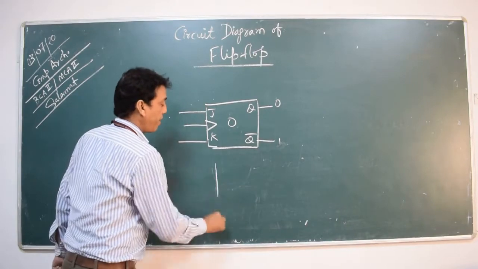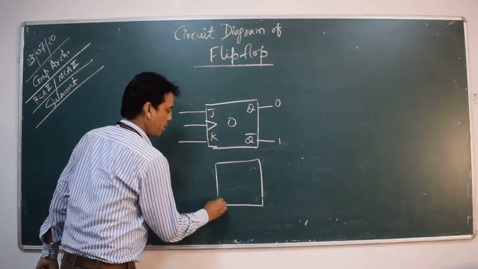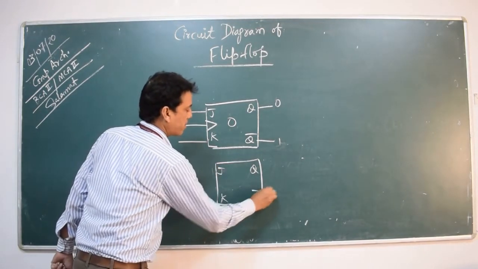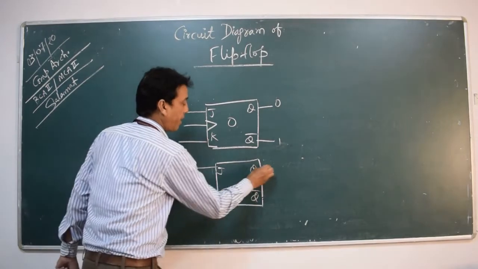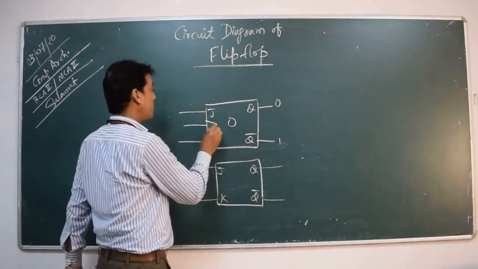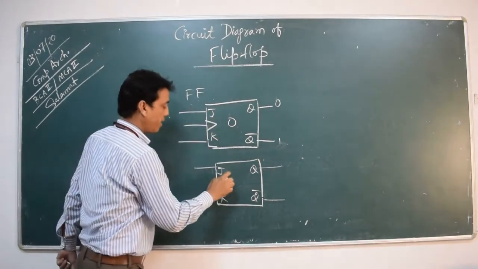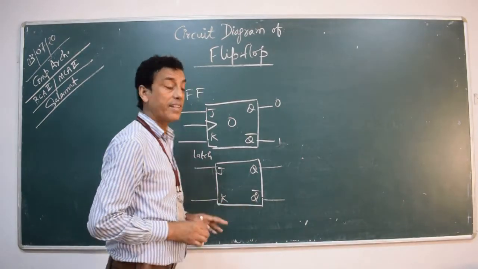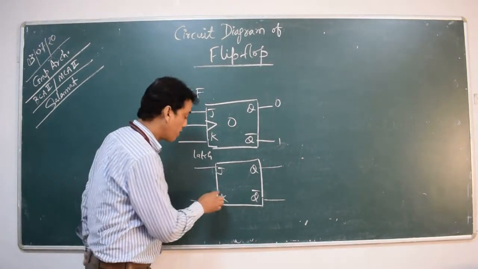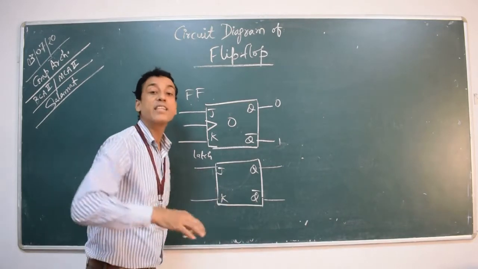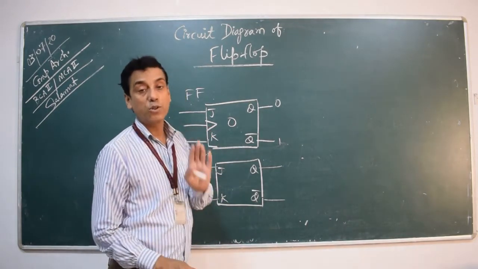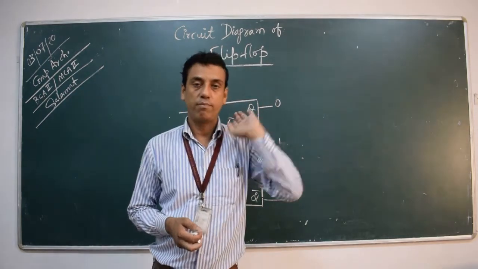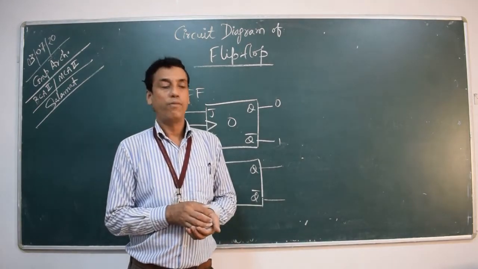What is the difference between flip-flop and latch? This is J, K, this is Q, and this is Q bar. J and K, Q and Q bar. See, this is flip-flop and this is latch. What is the difference? The difference is that latch has no gate. The gate line is missing. That is why the definition of flip-flop is, gated latch is known as flip-flop. This is also one definition of flip-flop.